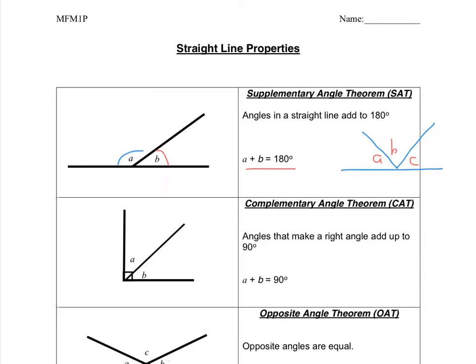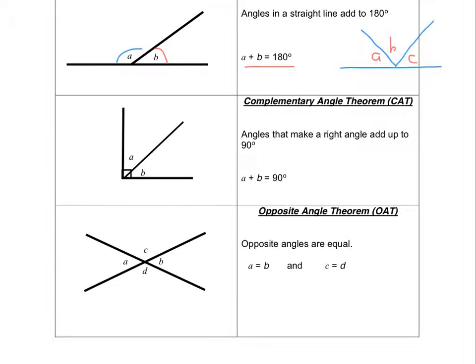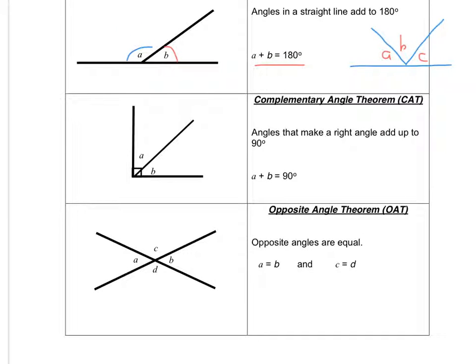The second theorem is the complementary angle theorem, or CAT. This theorem says that angles that make up a right angle add up to 90 degrees. We know that the angle between these two lines is 90 degrees because of this little square that indicates a 90-degree angle, and this 90-degree angle is cut by this other line. So it splits up the 90-degree angle. So we know angle A plus angle B is equal to 90 degrees.